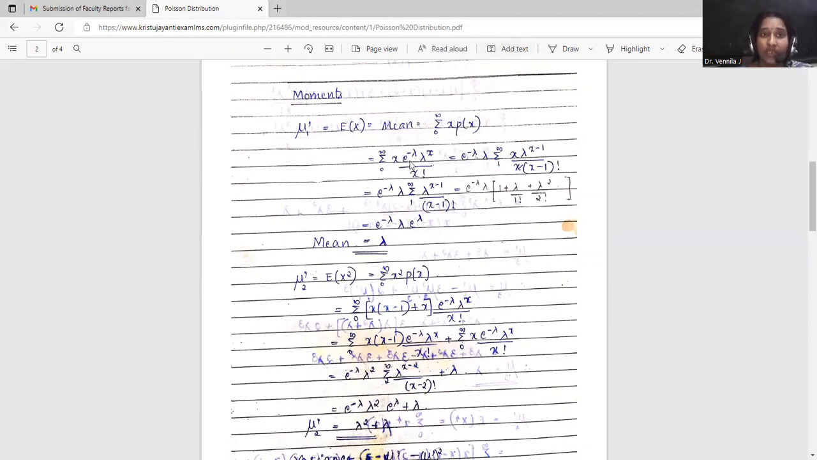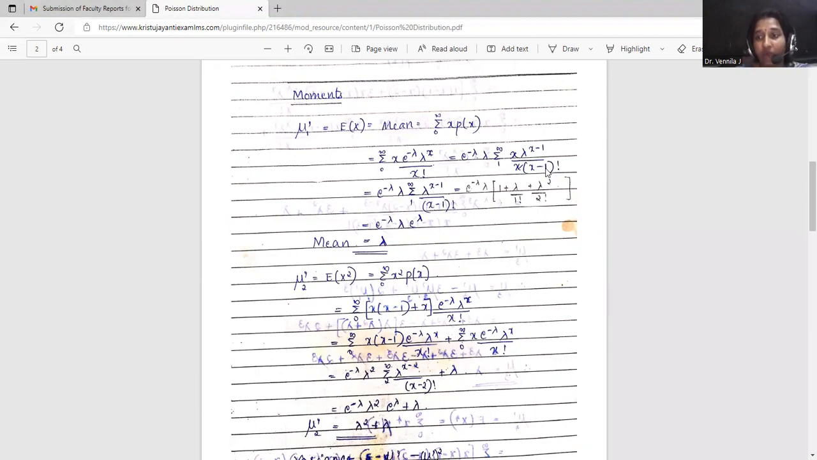Now we can see here e power minus lambda is a constant, so we are taking it outside. So what is the remaining? e power minus lambda outside, and summation x is equal to 0 to infinity lambda power x by x factorial, right? Now from this we can see x is there in the numerator, and in the denominator x factorial is there. Okay, so the x we need to cancel, so the denominator we can write like this: x into x minus 1 factorial. Now you can see in the denominator and numerator x is cancelled. So we get lambda power x divided by x minus 1 factorial.